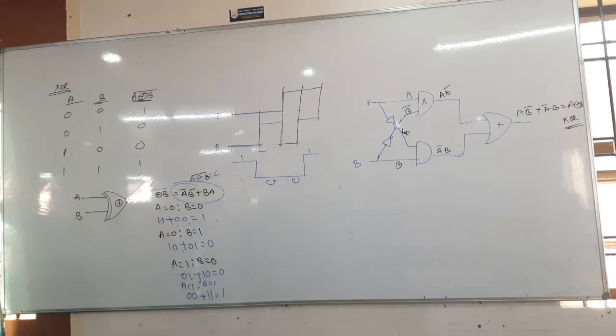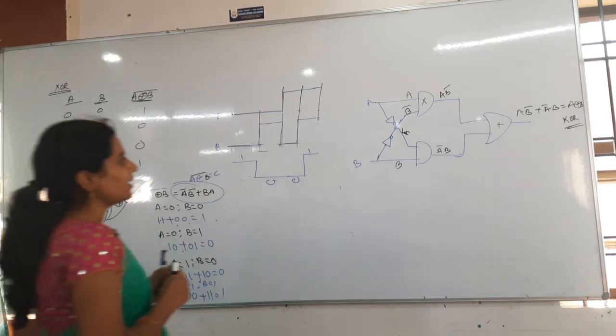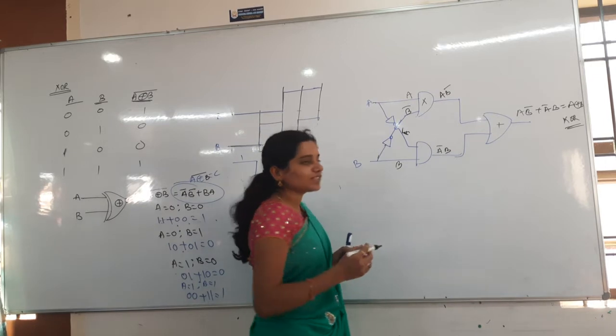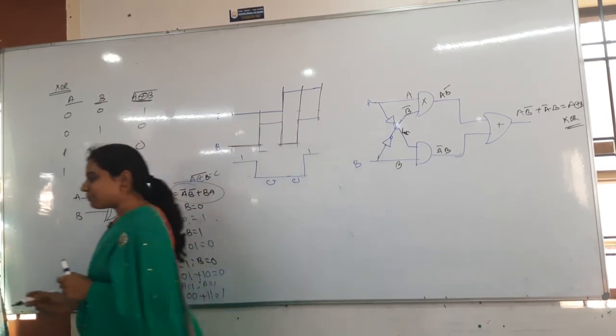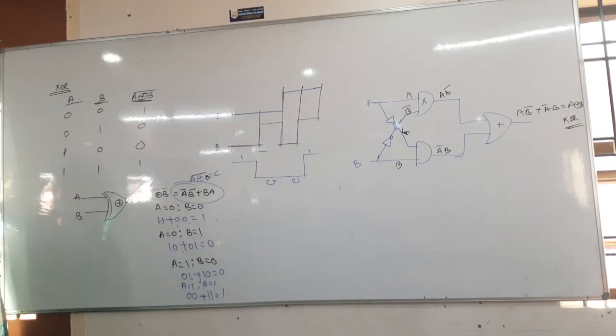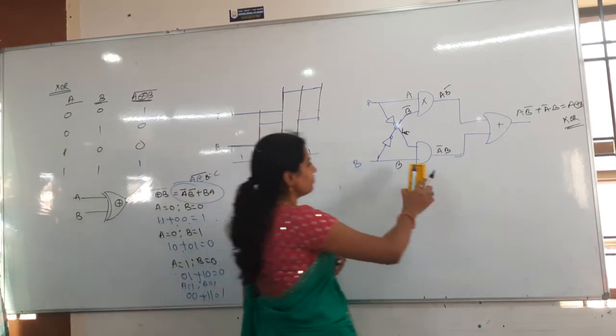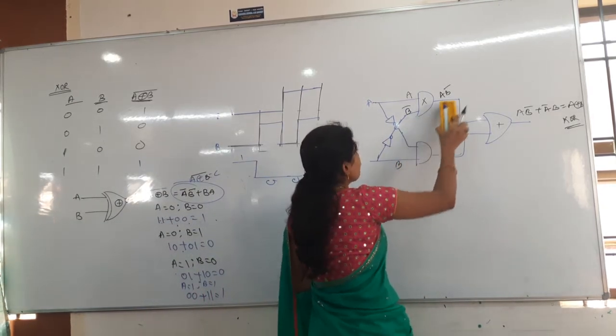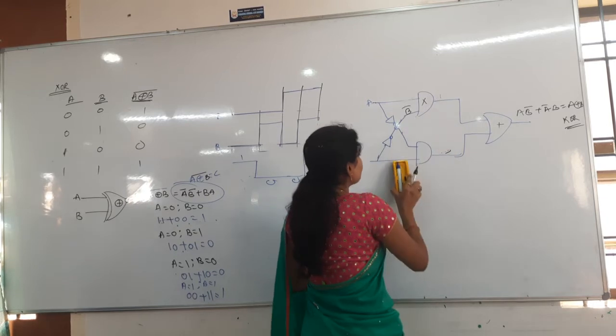I'll tell you different answers for this. So one of the answers, what is our expression actually? A bar B bar plus AB. So A bar B bar plus AB. From this only I will draw one diagram. A bar B bar plus AB.